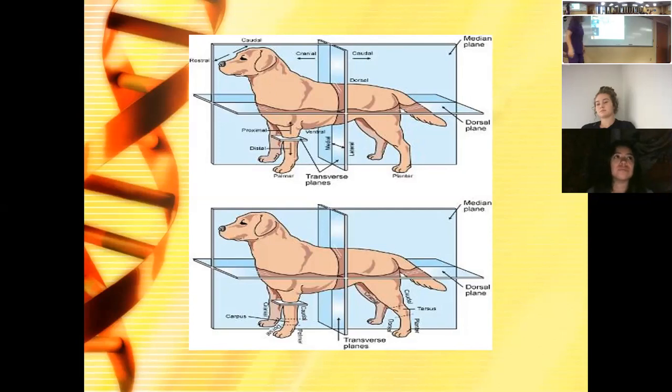And then remember, our extremities. Even though this appears to be parallel to the dorsal plane, we know what it is, because in this plane, we have the animal standing in this position.